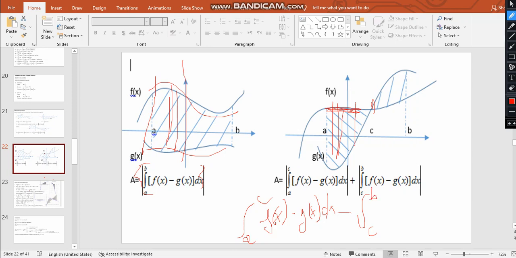Now from C till B, which one is above? G of x. So g of x minus f of x. If you want to put plus, you can keep g of x minus f of x. If you want to keep it as f of x minus g of x, you put minus instead of plus. What I mean is it must always be positive, because if you do f of x below minus g of x, it will be negative. So that's why the area must always be positive.